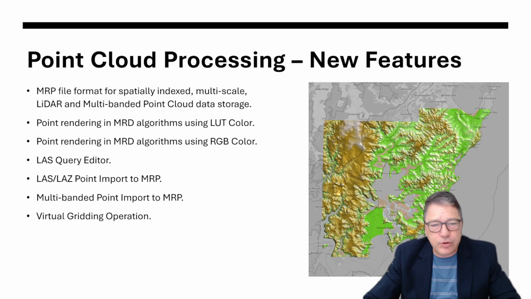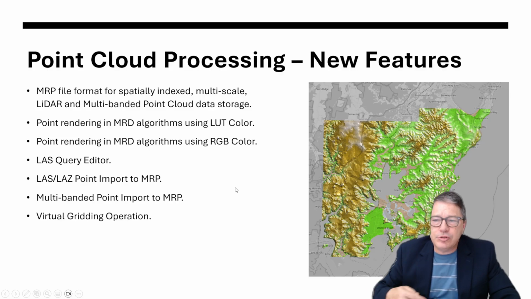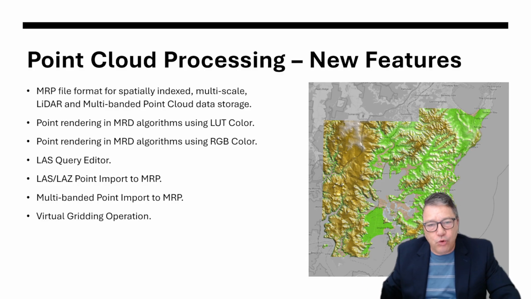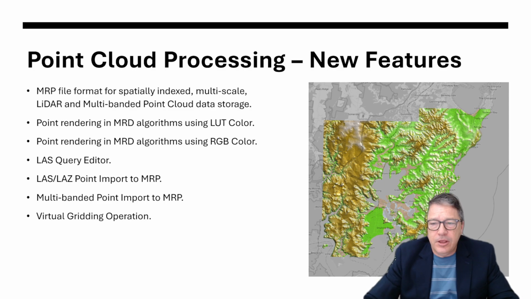Then there are two importing user interfaces. One is to import LiDAR data, and the second is to import general multibanded point data. Those tools allow you to both create an MRP file containing points and to edit and augment an existing MRP file with more points as you acquire them. And then we have the virtual gridding operation, which implements gridding of point data of unlimited size from one or more MRP files in real time.